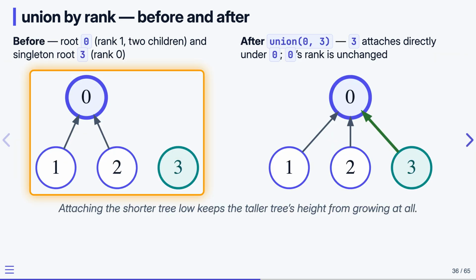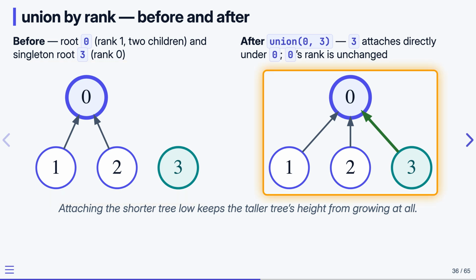Here is the before picture. Root 0 has rank 1 with 2 children hanging under it, and 3 is a singleton root with rank 0. And here is after union of 0 and 3. 3 attaches directly under 0 because 0's tree is the taller one. Notice 0's rank is unchanged. Attaching a shorter tree under a taller one does not make the taller one any taller. That is exactly why the rule works.